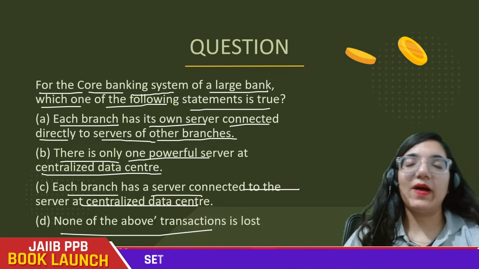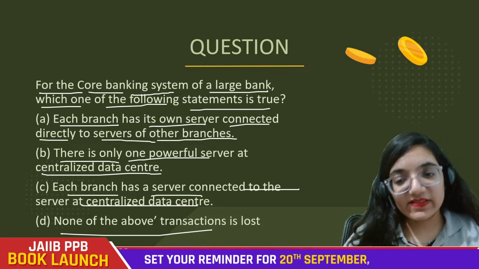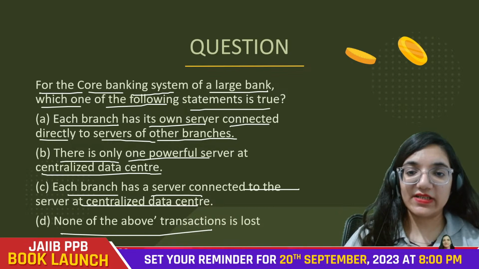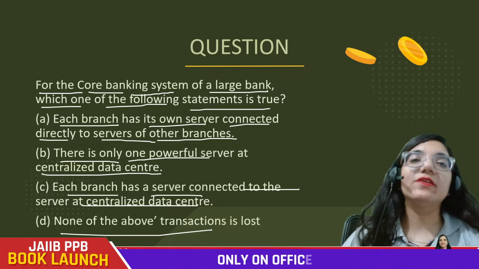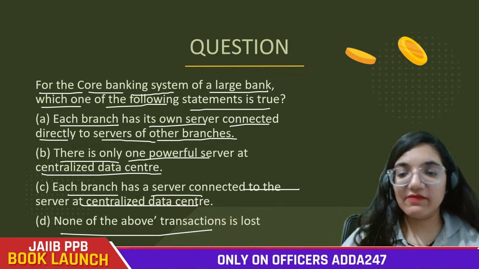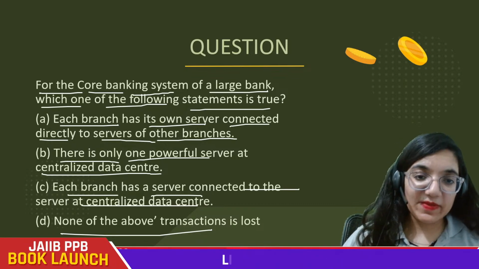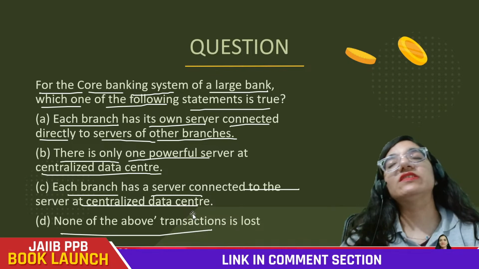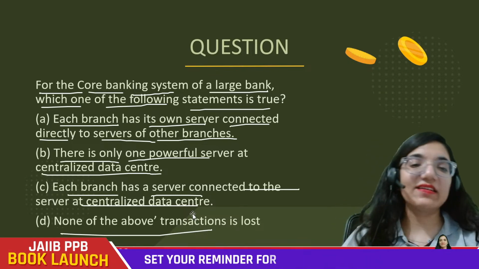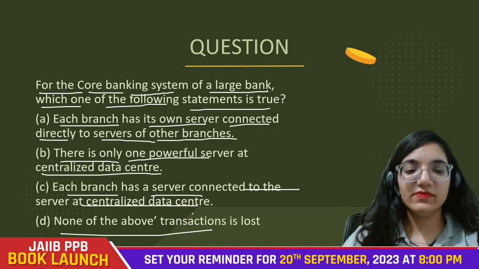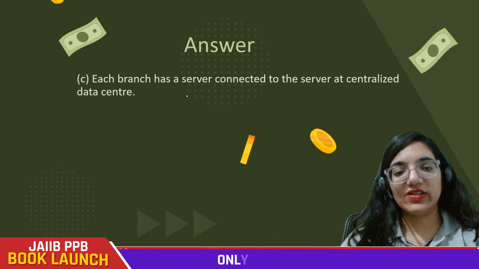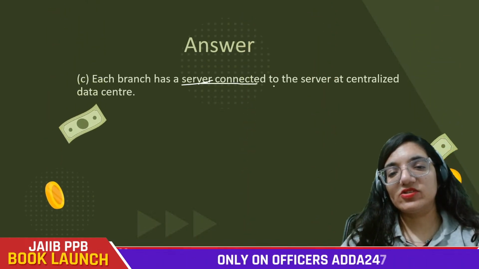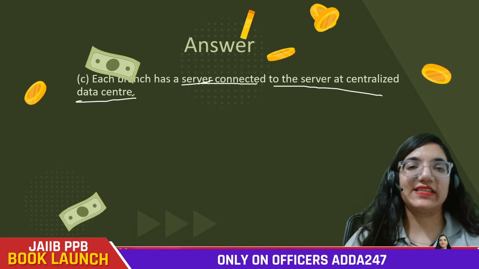See, in terms of every bank, the servers are there in every branch, because ultimately their individual working is also there. So they'll prepare their individual data as well. Once they prepare their individual data, that would be used with the data that is there at the centralized level, so that they'll sync their data. So in this case, each branch has a server connected to the server at the centralized data center.